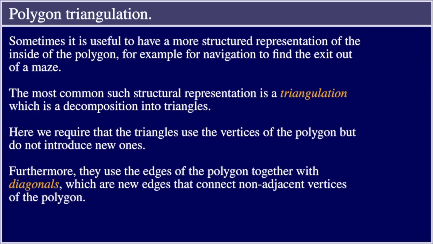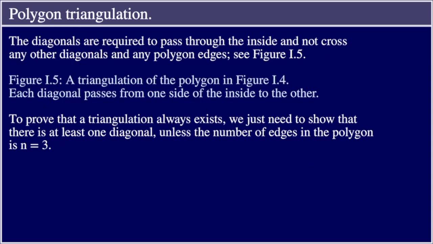the polygon. The diagonals are required to pass through the inside and not cross any other diagonals and any polygon edges. See Figure 1.5. Figure 1.5. A triangulation of a polygon in Figure 1.4. Each diagonal passes from one side of the inside to the other. To prove that a triangulation always exists, we just need to show that there is at least one diagonal, unless the number of edges in the polygon is n equal 3.